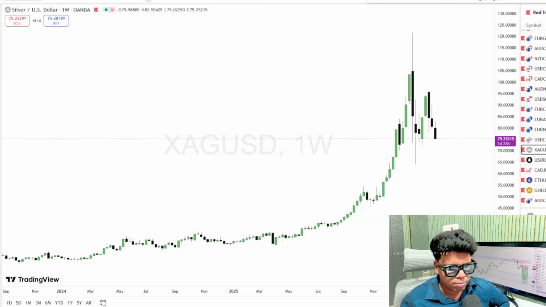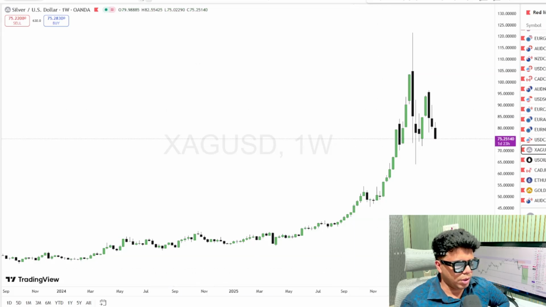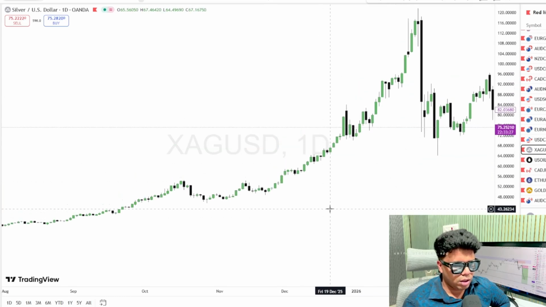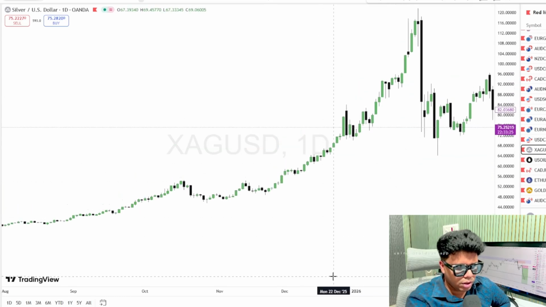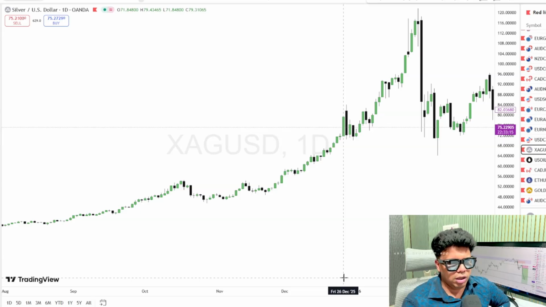On the bottom side we can see the dates. Like 15th September, see this, if I move my cursor, each and every time we can see different dates. See, it's a weekly time frame. I'm switching to the daily time frame so it can be easy for you. In this daily time frame, on the bottom side you can see 22nd December 2025, 23rd December 2025, 26th December 2025. So these are the basic things about TradingView that I'm explaining here.